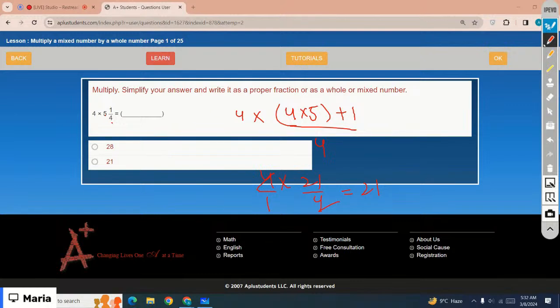Simply convert the mixed number into an improper fraction and then multiply like you do with fractions. The correct option is 21.